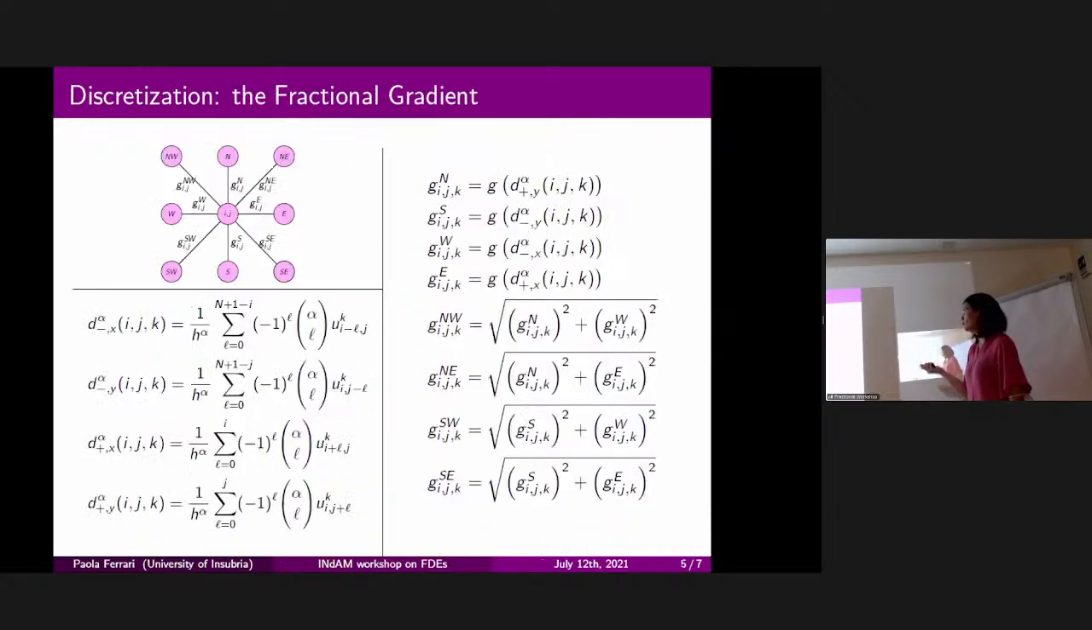Instead, what do we do to compute the function g of the fractional gradient? We use the Grünwald-Letnikov formulas, left and right depending on the point that we are considering on the graph. And this is like for north, east, south, and west. And for the points in between, we use basically the Pythagorean theorem because we consider that they are in the middle. Of course, other choices could be made, and we will also try this.